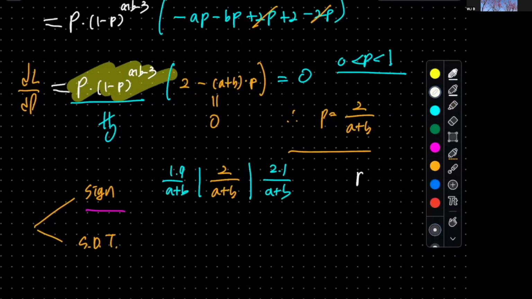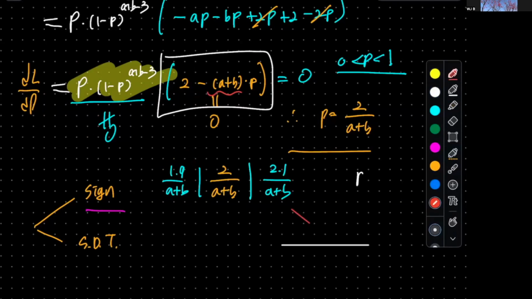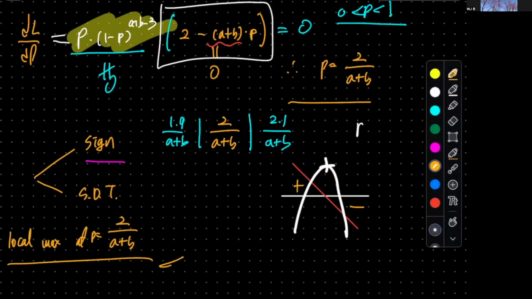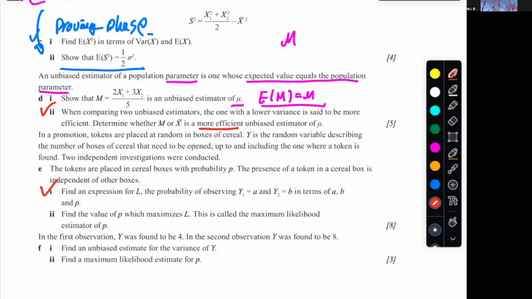So the only thing I have to check is this term, which is linear in terms of p, and it's got a negative gradient. It's going to be decreasing, and the signs are changing from positive to negative. Aha, that means my original function has increasing to decreasing behavior. So I do know I'm going to have a local maximum at 2 over (a + b). You have to verify the nature of the stationary point. Just because the derivative is 0, you cannot say it is going to be a maximum or minimum. Okay, that's great. So that was number 2.